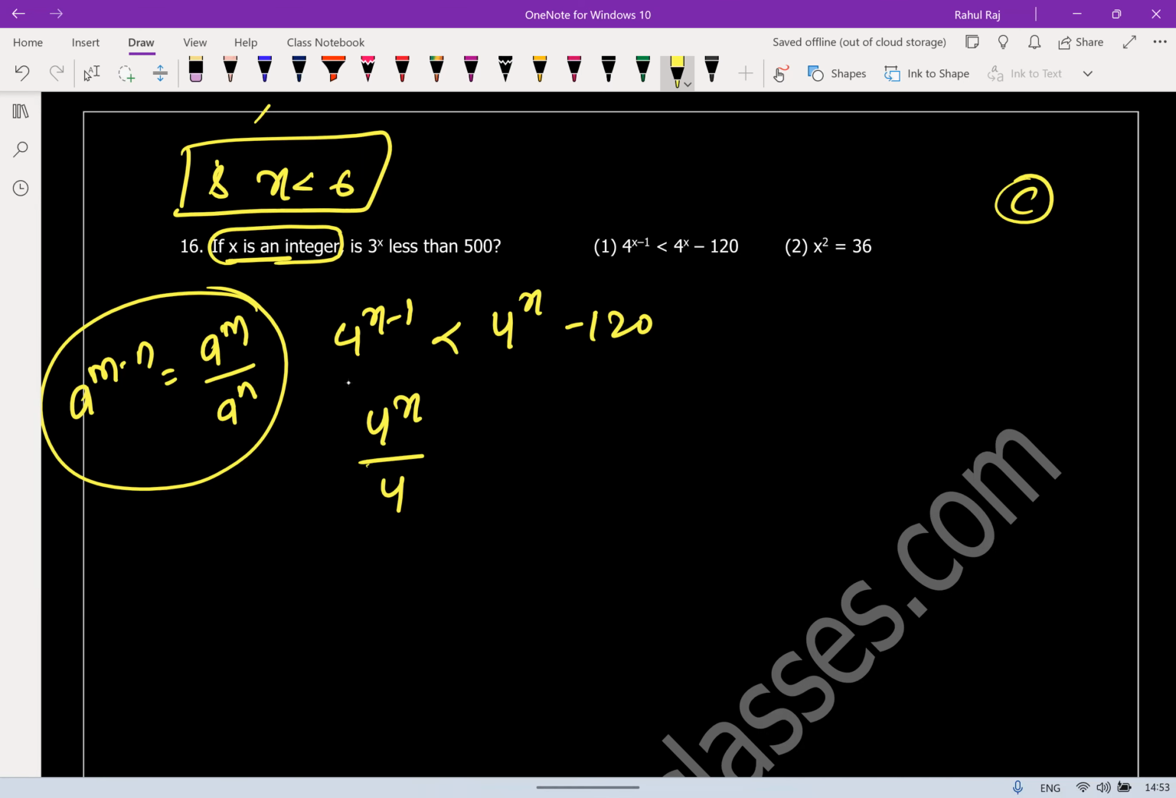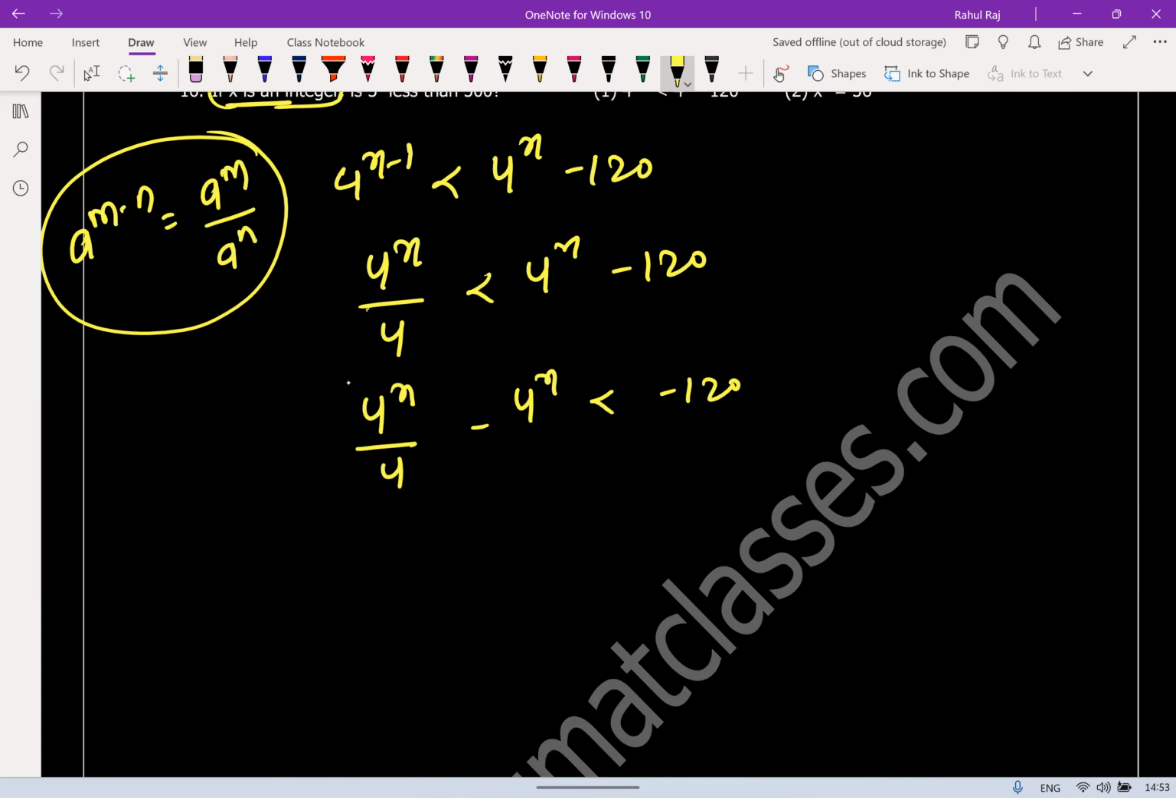Which is less than 4 to the power X minus 120. I'll bring 4 to the power X to one side: 4 to the power X by 4 minus 4 to the power X less than negative 120. Now I'll take 4 to the power X common. I'll get 1 by 4 minus 1 less than negative 120. And 1 by 4 minus 1 means what?